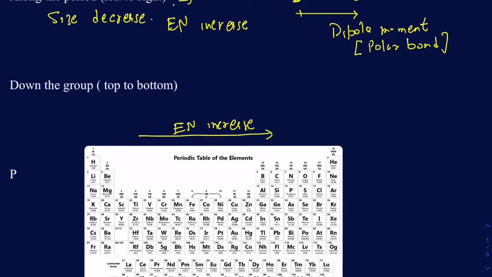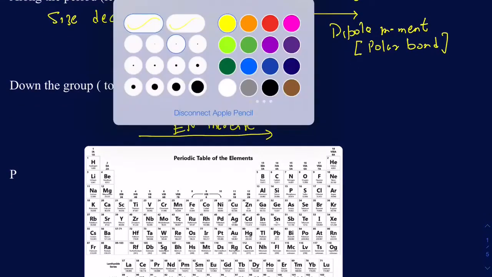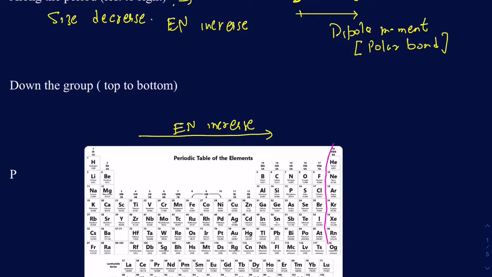However, I do want to mention the electronegativity of the noble gases is actually zero. So whenever you look at noble gases, their electronegativity is going to be zero. Their electronegativity is even less than the electronegativity of the metals.